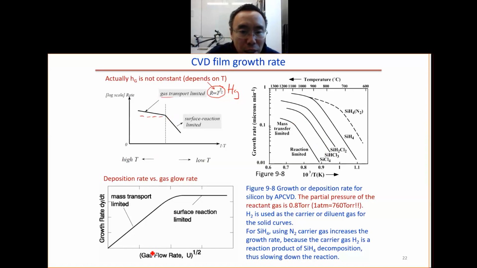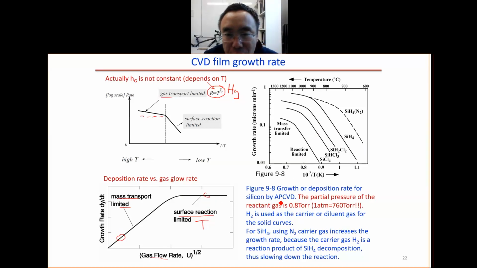We can also draw the gas flow rate versus growth rate. At the low gas flow rate, it is mass transfer limited, so the rate goes up. But when the gas flow rate is high enough, we come to the surface reaction limited regime. This depends on the temperature. If the temperature is the same, then this becomes flat. And now we look at this curve again.